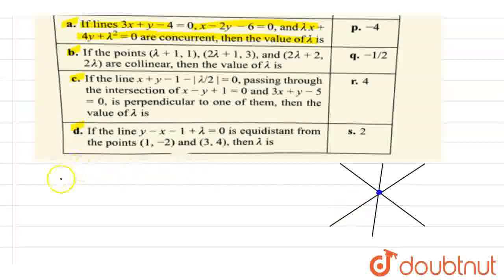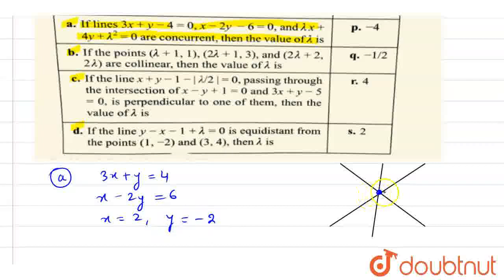So if I solve for part A, 3x plus y equals to 4 and x minus 2y equals to 6, then I'll get the value of x as 2 and the value of y as minus 2, right? Now we get an intersection point, that is 2 comma minus 2. Now this is going to satisfy my next equation if the lines are concurrent, that is lambda x plus 4y plus lambda square equals to 0. Now if I put the value here, we get 2 lambda minus 8 plus lambda square equals to 0.